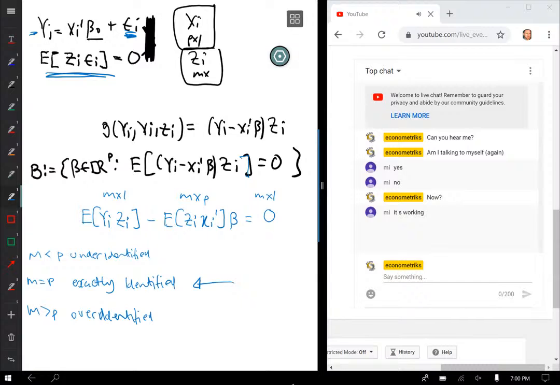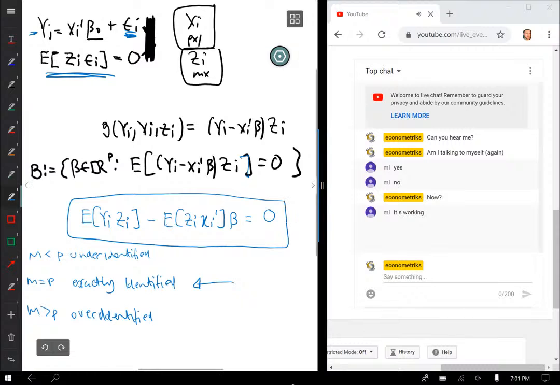Well, in that case, at the broadest level, this is it. Beta is all the values that satisfy this. If m is less than p, there has to be an infinite number of solutions, because we've got more unknowns than we've got equations, sorry. More parameters to estimate than we've got equations to solve for. If m equals p, it may or may not have a unique solution. It depends on this matrix having full rank.